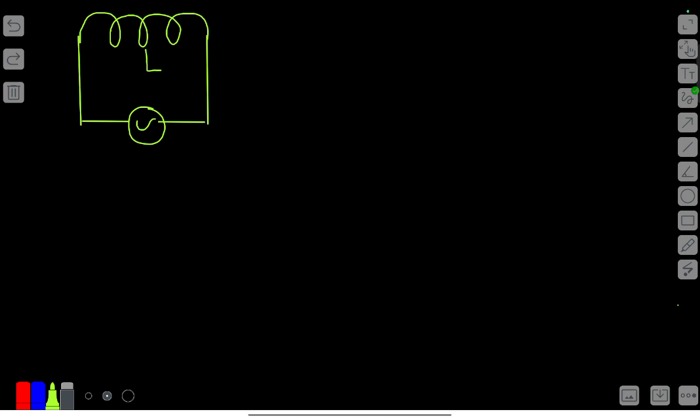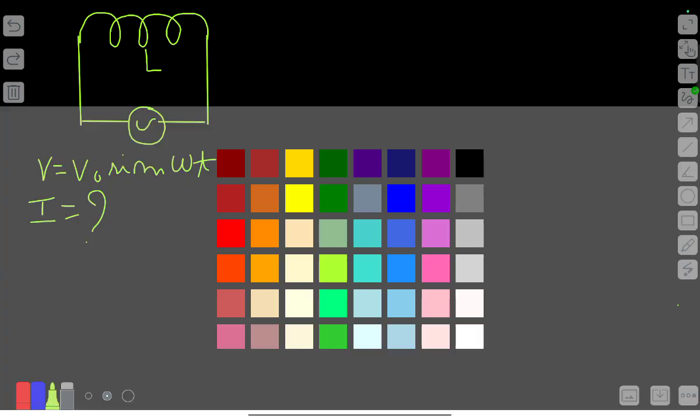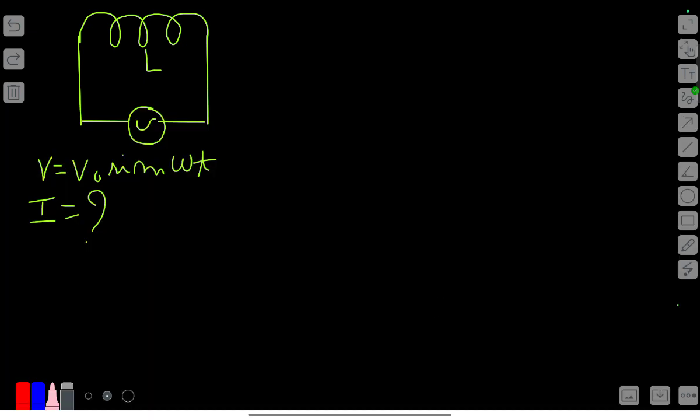Here the alternating voltage will be given by V equals V naught sine omega t. So what's our aim? Our aim is to find out the value of the current I in this derivation. Keeping that in mind, we will work according to what we need.